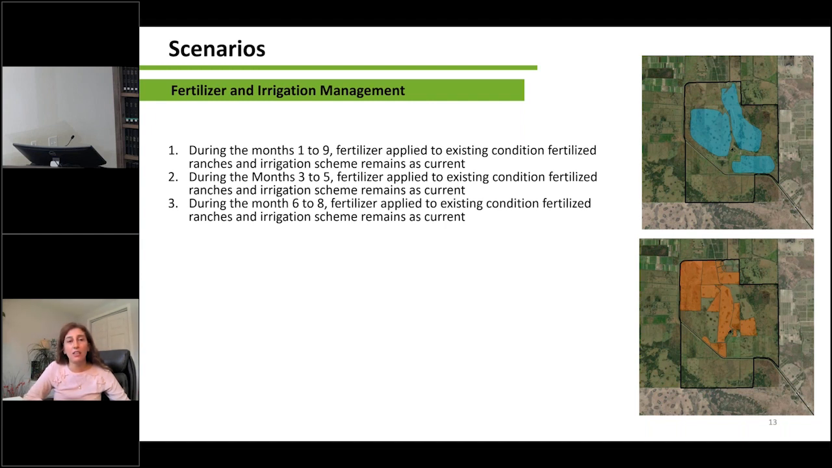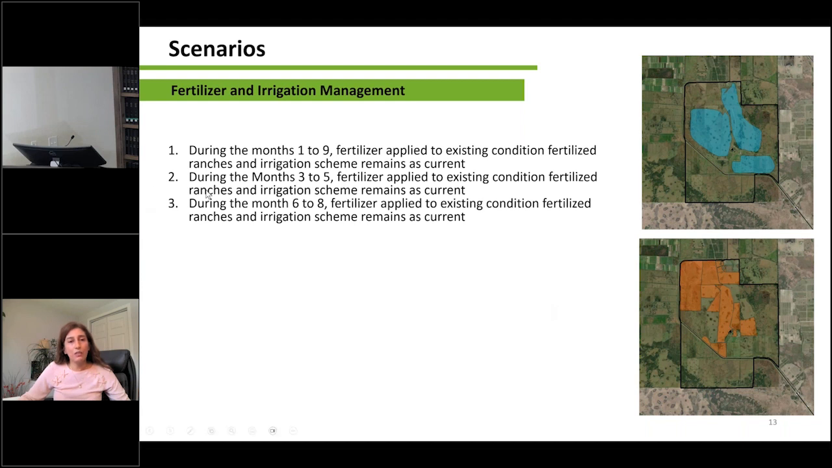The first 3 scenarios that we have selected are related to the fertilizer timing. As you can see, for the first one, we applied fertilizer to every pasture that you can see highlighted here in red from months 1 to 9, and we kept the irrigation the same as the current. This is the worst case scenario for us. And number 2, we decided to change the months of fertilizer application and keep the irrigation the same as it is.